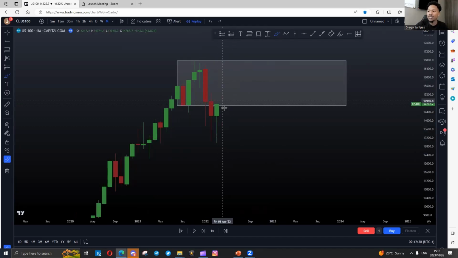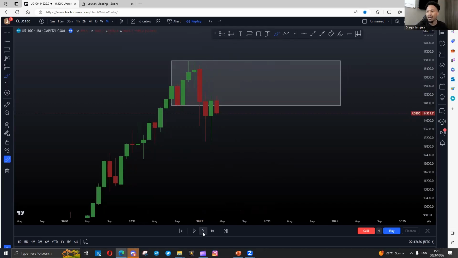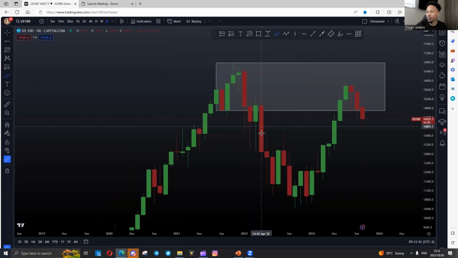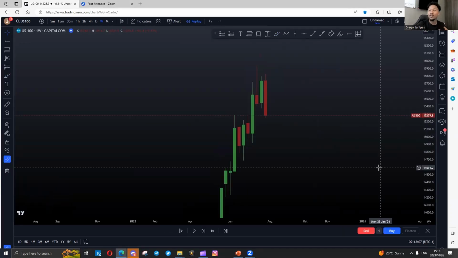Right there, you guys can see that we had the tap inside our area of supply. So this is where your trade is basically being activated. And there you guys can see from there onwards, we had a beautiful shift towards the downside. And that right there is your area of supply. Let's look at another example.